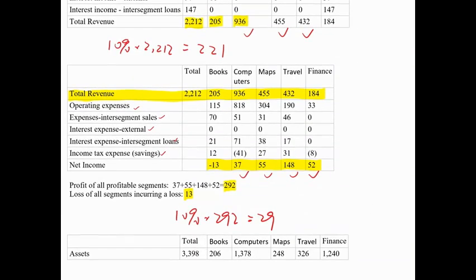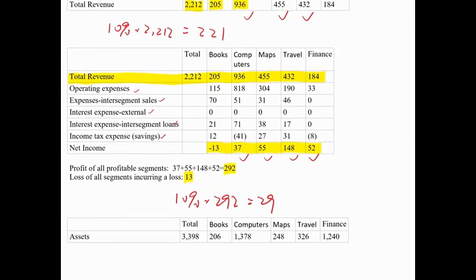Then the last one is the asset test. So we are going to compare each segment's total assets with the combined assets. The total combined assets are 3,398, and then 10% of the total assets equals around 340. So any segment that reports assets larger than this amount is reportable. So we have computers and finance, these 2 segments are reportable.